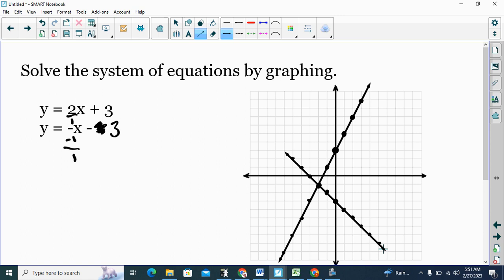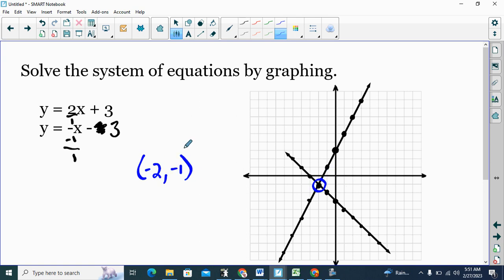Make sure you graph your lines in. Don't just plot the points. And then also make sure you state your solution. The solution is the ordered pair where those two cross, which is that point right there. My x value is -2, and the y value is -1. -2, -1 is our solution.